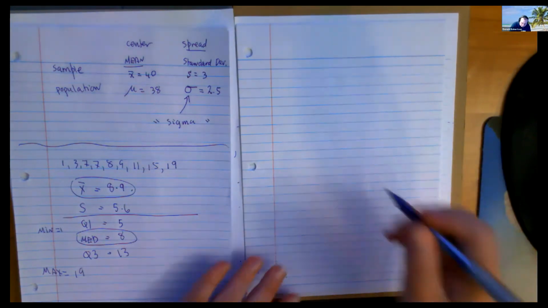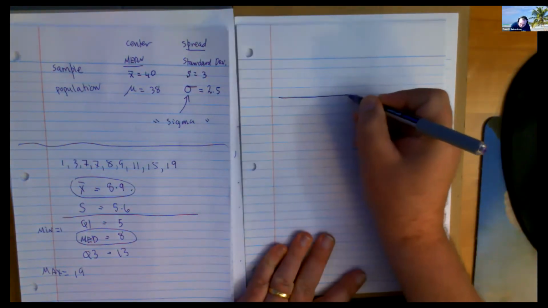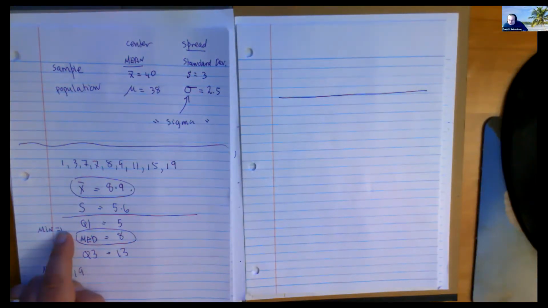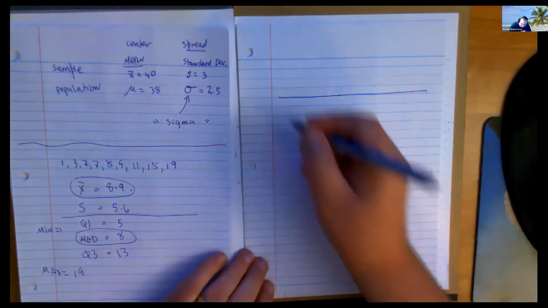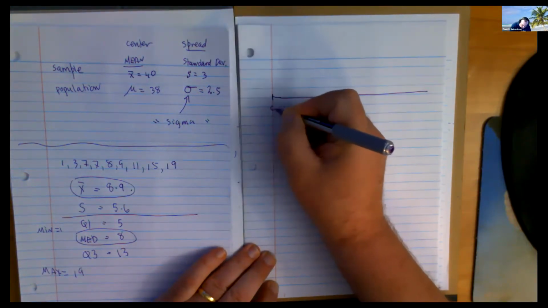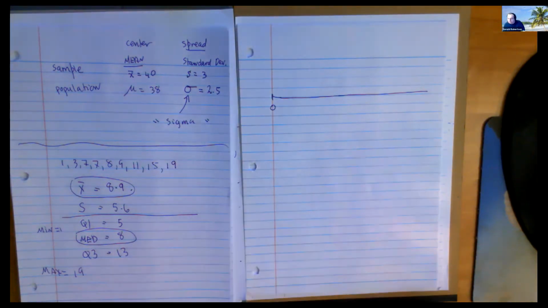Right. Now, I'm going to focus only on these values. The minimum is 1, and the maximum is 19. And I am going to create a box plot of this, and we'll look at what kind of shape it would end up looking like. So you draw a straight line. You look at your smallest number, which is 1, and your biggest, which is 19, and you make a little judgment call. I think it would make sense to start at 0 and finish at 21.